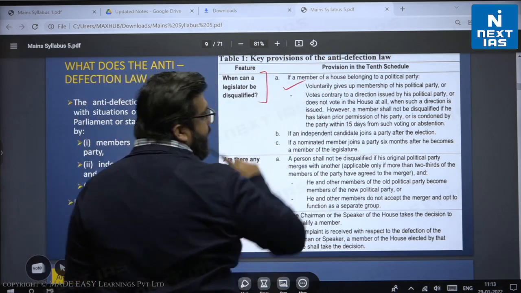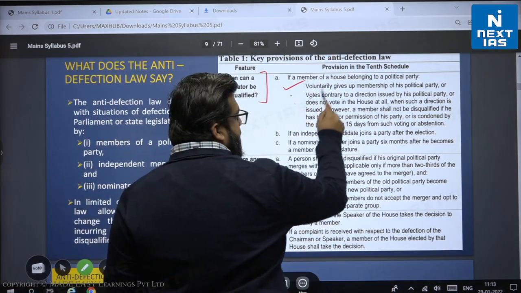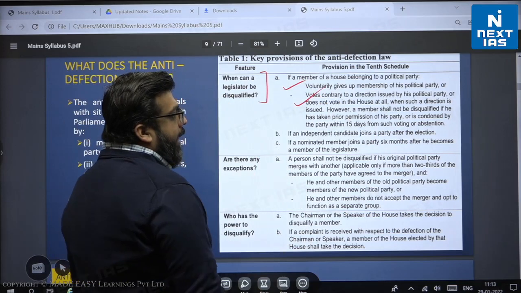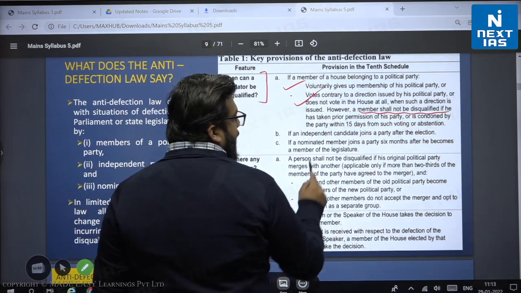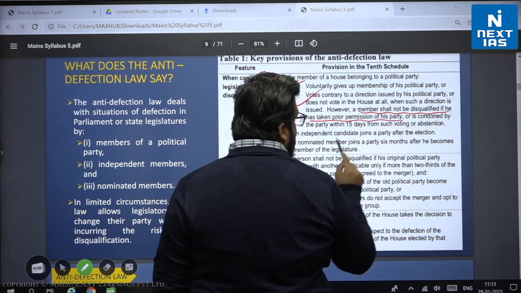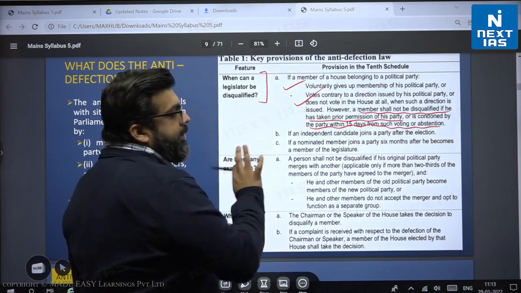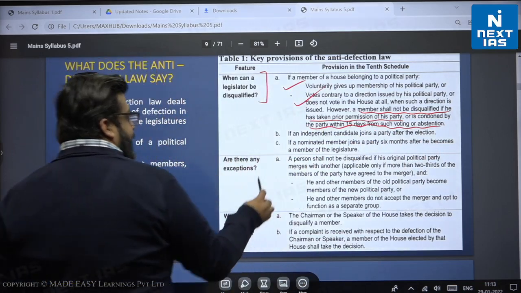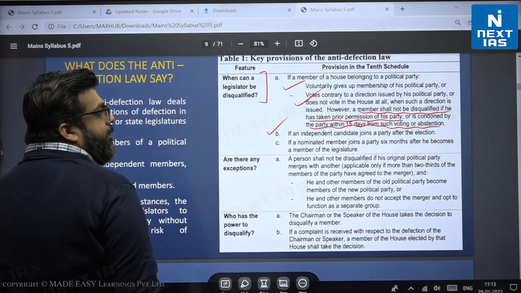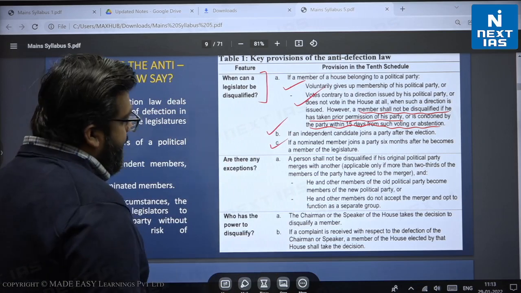When you give up the membership of your political party, or you vote against the direction of the house, a member shall not be disqualified if you've taken prior permission or the party has not objected within 15 days. If an independent candidate joins a political party, or a nominated one joins after 6 months, they are disqualified.